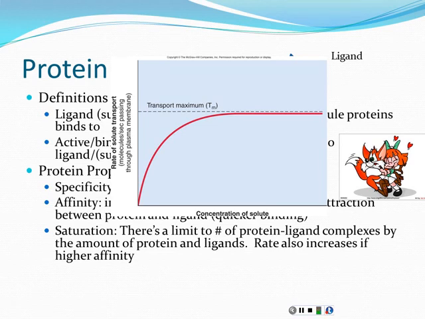Does that make sense? How do we increase this? Add more proteins. Very good. If we increase the saturation point by adding more proteins, and so if we end up adding more ligands, those proteins can interact with them. Very good.